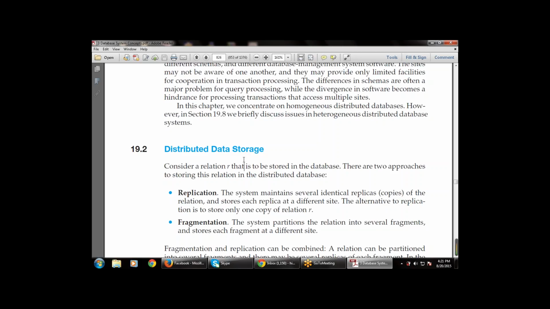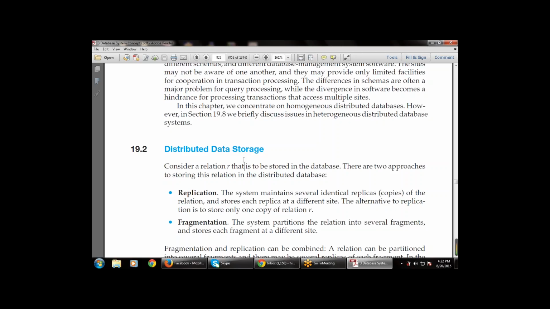There are two approaches for storing the database in a distributed database. First is replication, then fragmentation. Replication means duplicate copies are created, that is, several identical replicas of a relation, and each replica is stored at a different site. For example, if there are 5 sites, the database will be maintained at different sites. A replica means duplicate copies.